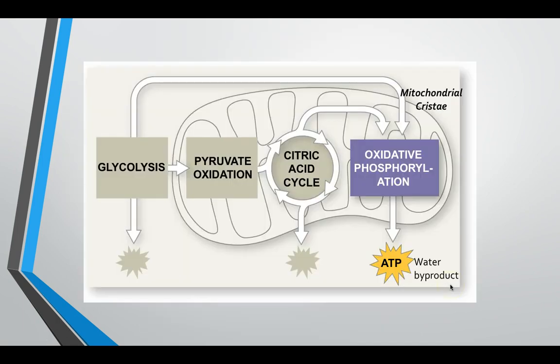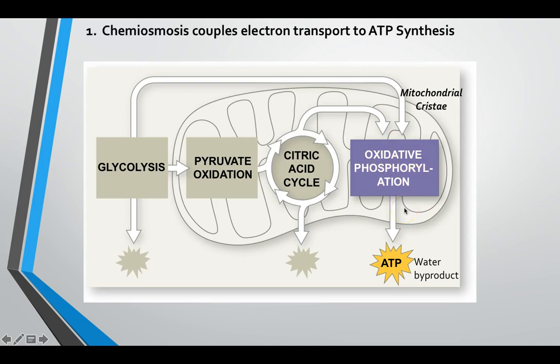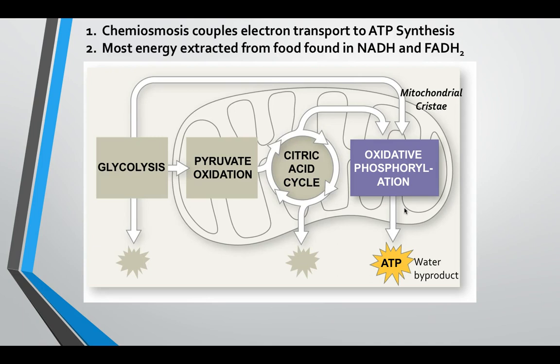Our last step of cellular respiration is oxidative phosphorylation. Oxidative phosphorylation occurs in the cristae of the mitochondria, which are the folds of the inner membrane. And the enzymes and proteins responsible for oxidative phosphorylation are actually embedded in this membrane. Chemiosmosis is going to couple electron transport to ATP synthesis.